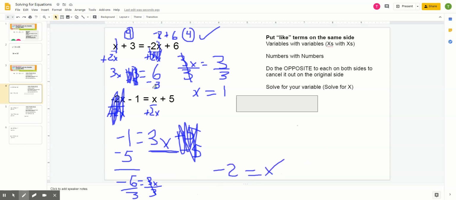I can go back, check my work now. Let's take a look. I'm going to plug in my negative 2 to both sides, and it should be equal. So here we go. Let's check it out. Negative 2 times negative 2. A negative times a negative makes it positive. 4 minus 1 is 3. All right, now the right should match that. Putting in my x here again, negative 2 plus 5 is positive 3. I have balanced each side, x equals negative 2.